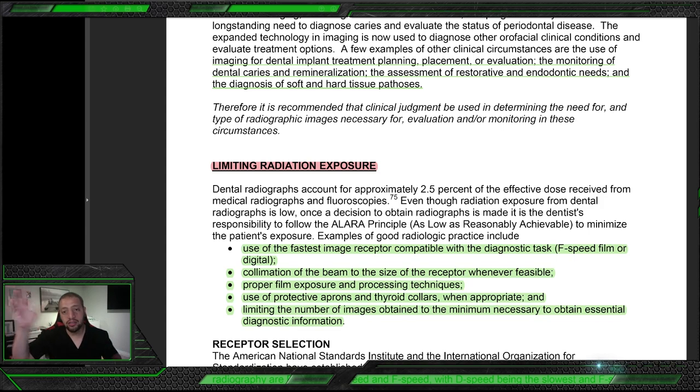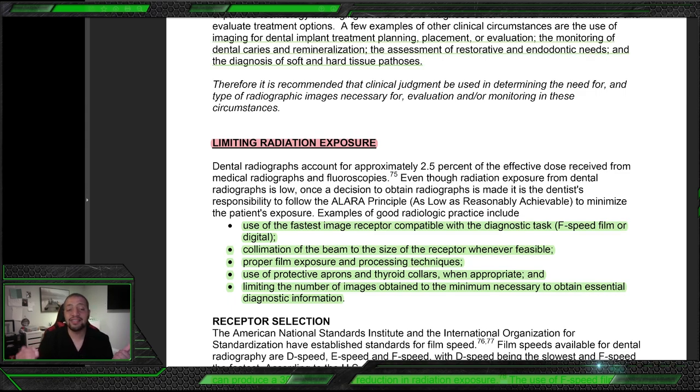So the first part is done now. You're going to consider the risk, age, and stuff like this. Second part, the X-ray machine itself, how we are going to use techniques to make it less. So by the sequence of importance, use of the fastest image receptor compatible with the diagnostic task, F-speed film or digital. We said digital X-rays use less X-ray, so less radiation exposure for the patient. Second important factor to reduce the X-ray radiation, collimation of the beam to the size of the receptor whenever feasible.